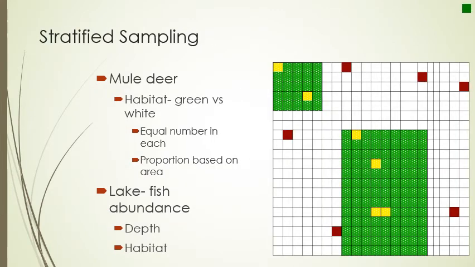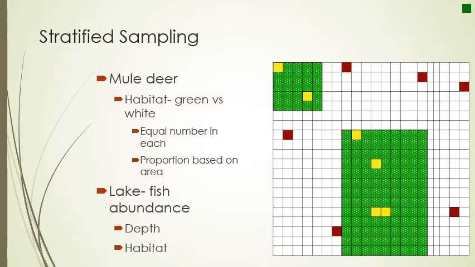So just for an example here, maybe you're interested in mule deer density on winter range, and you've divided the study area that you're looking at into two different habitat types, maybe mountain shrub in the green and ponderosa pine forest or juniper pine forest in the white. Okay, so you identify your two strata ahead of time, and in this case what we've decided to do is to place an equal number of plots in each one of those habitat types.